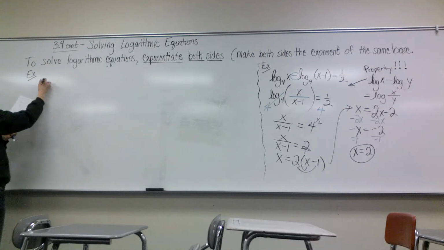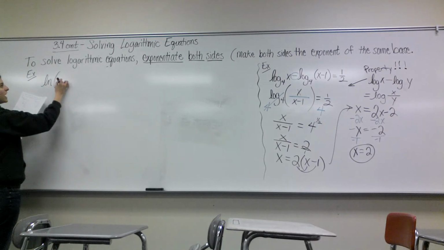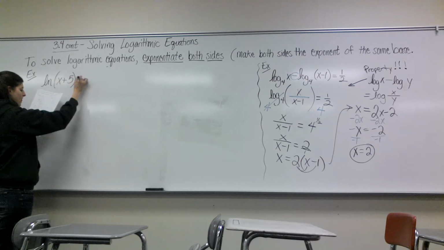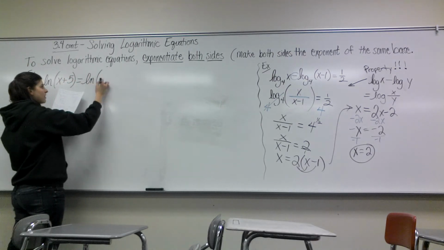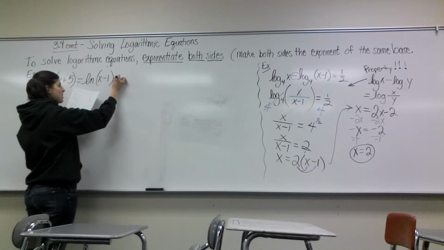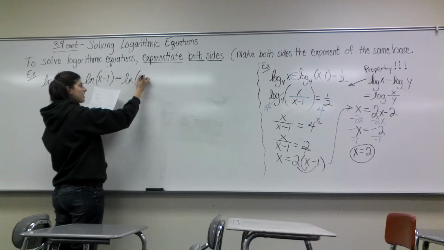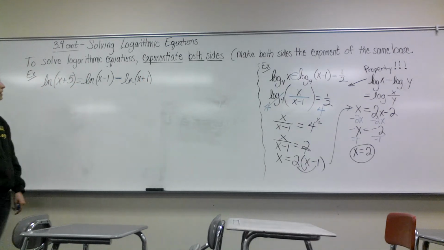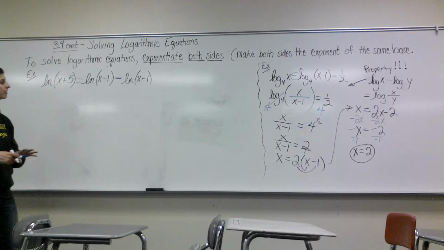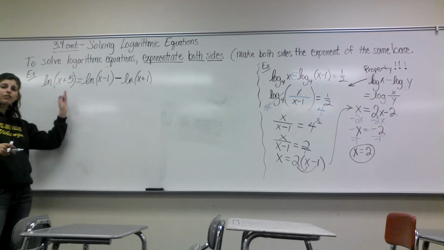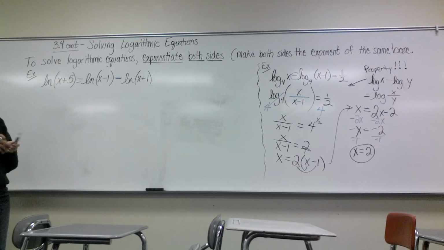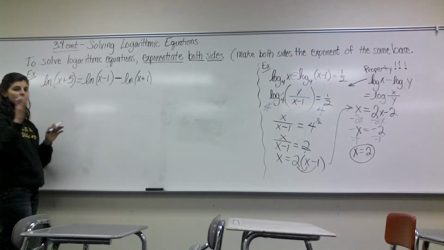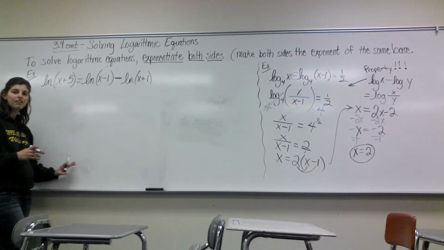Here's the last example for solving logarithmic equations. Natural log of the quantity x plus 5 equals natural log of the quantity x minus 1 minus natural log of the quantity x plus 1. We have 3 logarithms in this problem. That inherently doesn't make it more difficult, okay? The fact that you have a logarithm on both sides could be viewed as more difficult. However, you're going to see where the difficulty comes in toward the end.